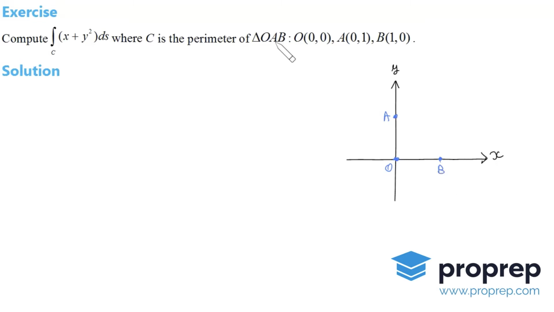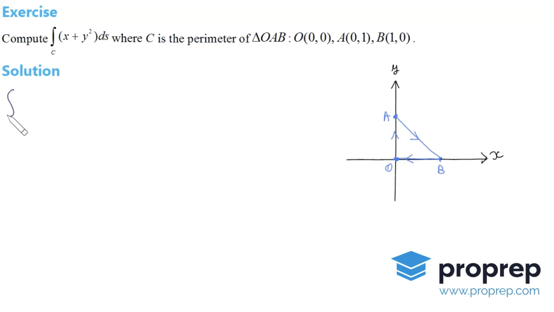And then OAB, usually we take it in order. So from O to A, and then from A to B, and then finally from B back to O. So it's a closed path. And what we have to do, since this is defined piecewise, is just take this and break it up into three separate integrals.